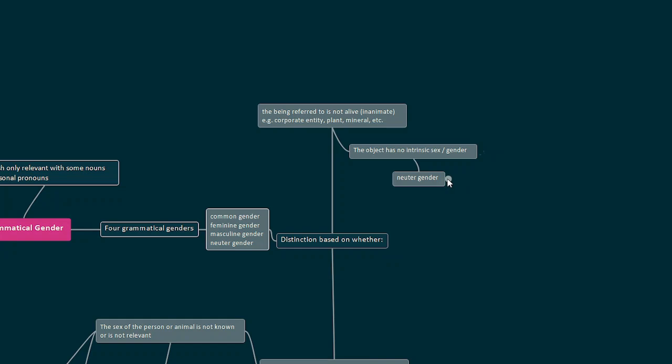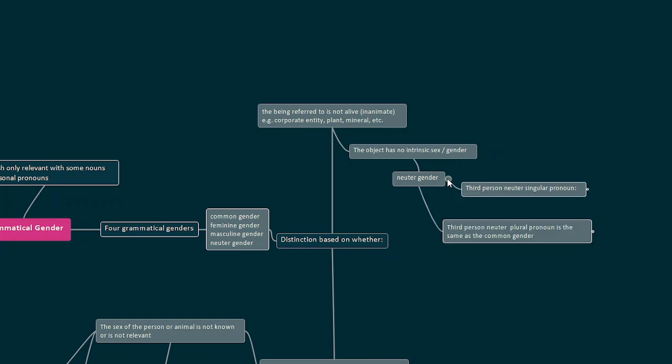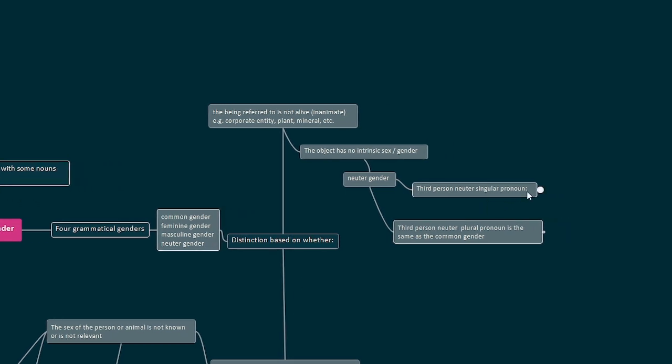And here there is a distinction based on your pronoun on singular and plural. So the third person neuter singular pronoun is it and its, and it is the pronoun regardless of whether it's in the subject position or the object position. But the neuter plural pronoun is the same as the common gender and actually the masculine and feminine gender as well. It is all they, them, and theirs.